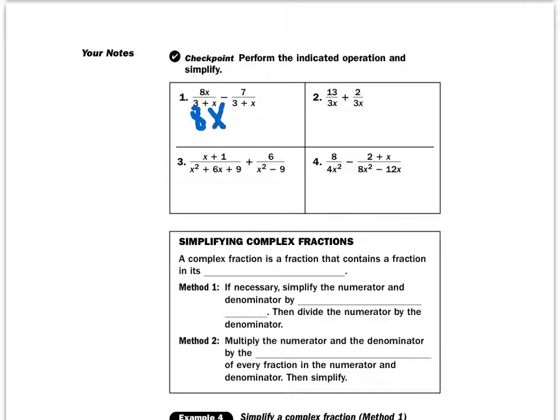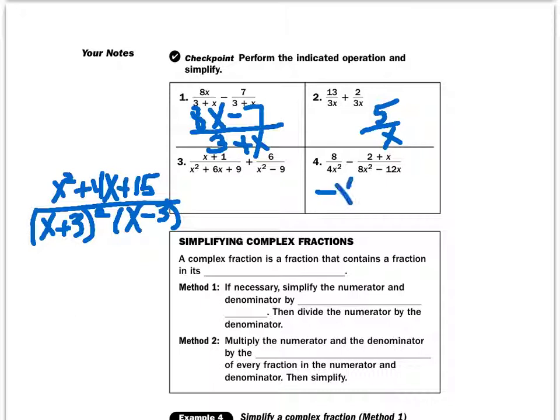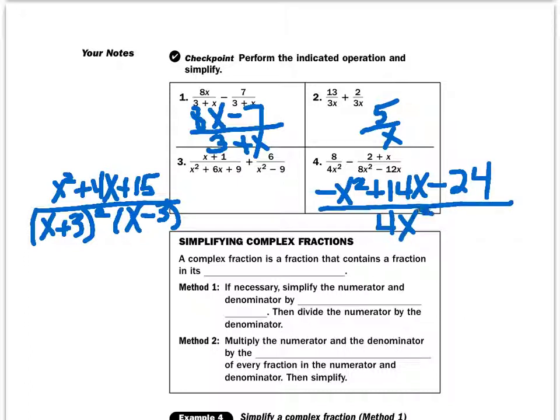So this will be 8x minus 7 over 3 plus x. This would be 5 over x. This is x squared plus 4x plus 15 over x plus 3 squared times x minus 3. And this is negative x squared plus 14x minus 24 over 4x squared, 2x minus 3.